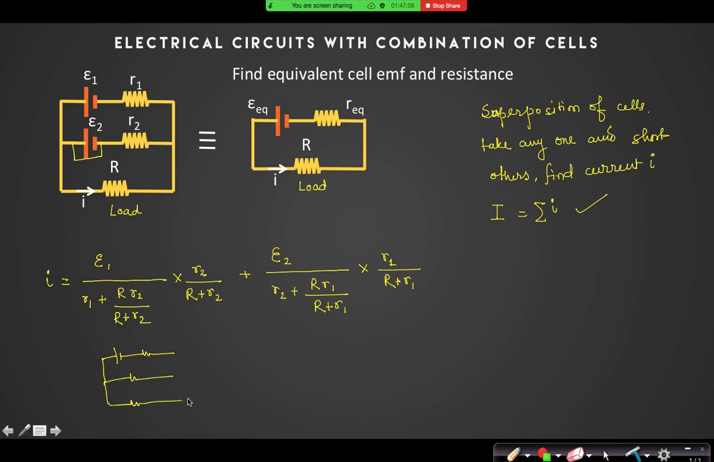I have shorted the cell E2. Then it is a simple series parallel circuit. Can you see that? Yes or no? So what is the total current through the cell E1? Can I say it is E1 divided by the total resistance of the circuit? What is the total resistance of the circuit? Is it R1 plus the parallel equivalent of R and R2? Yes, sir. Now look, this is the current that I have written here, the current through the cell.